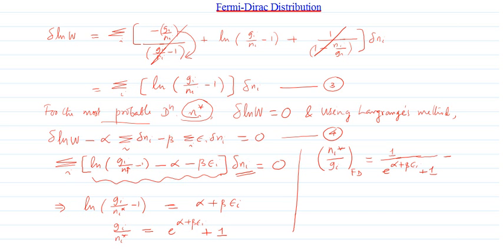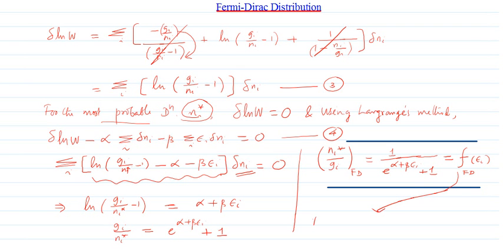And this quantity is what we define as f of ei for the Fermi Dirac case. This is an equation that is worth remembering, and we call this final equation the Fermi Dirac distribution function.